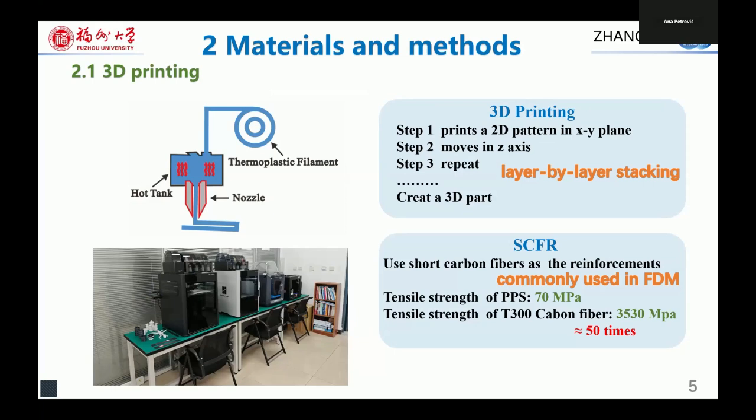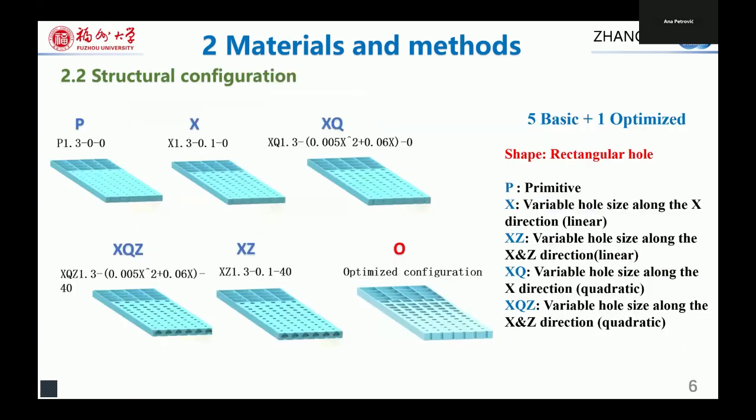We introduce FDM 3D printing as the fabrication method. The 3D printing could create the parts layer by layer through stacking. We use short carbon fiber as the reinforcement, which is commonly used in FDM. And the carbon fiber has 15 times higher tensile strength than the matrix. So it could increase the mechanical performance significantly.